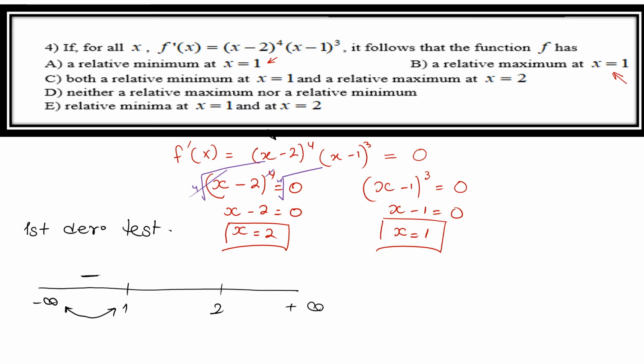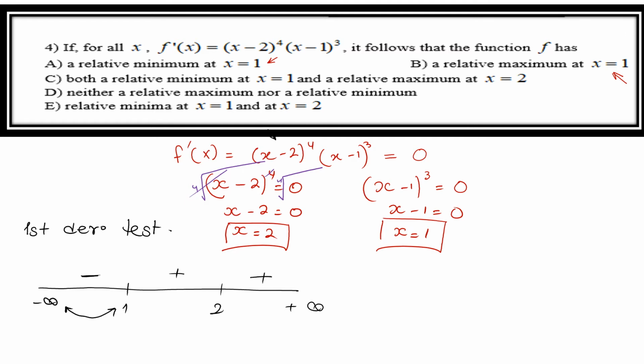Okay, so from 1 to 2, if I choose, for example, 1.5, let's solve it properly rather than making a mistake and then in the end coming up with a big mistake. So first we chose 0 and we got a negative number, and when we choose positive 1.5, we get a positive number, and on choosing between 2 and infinity, again we will get a positive number.